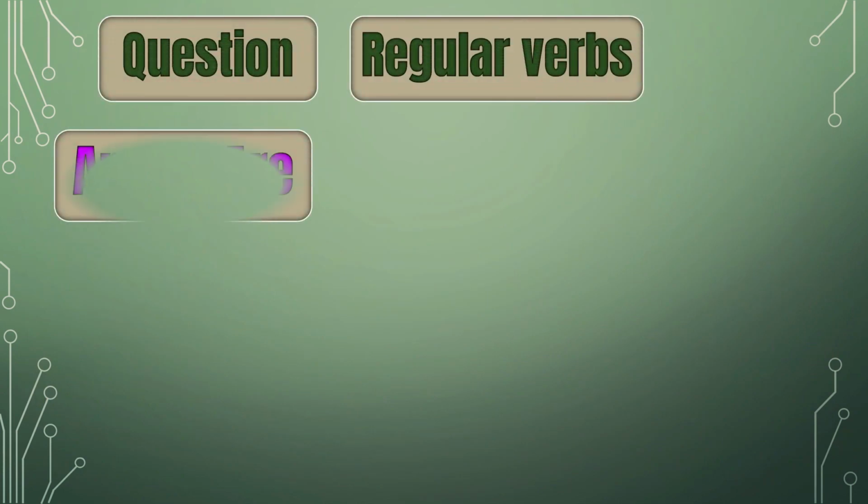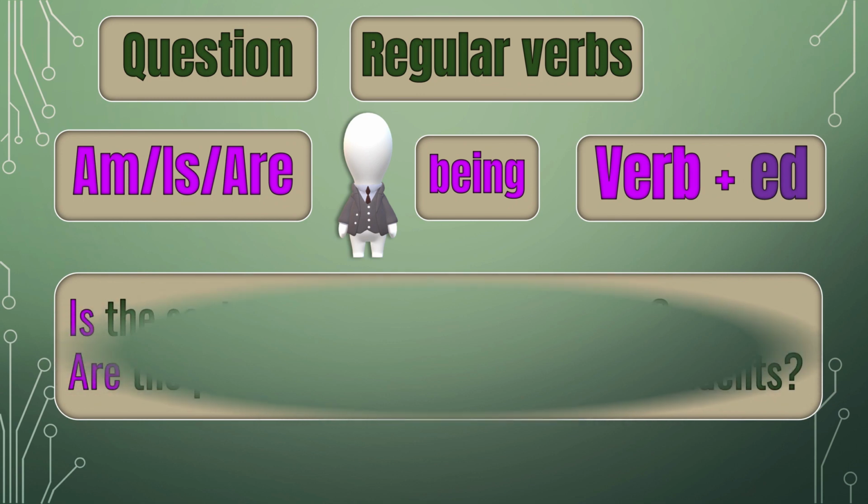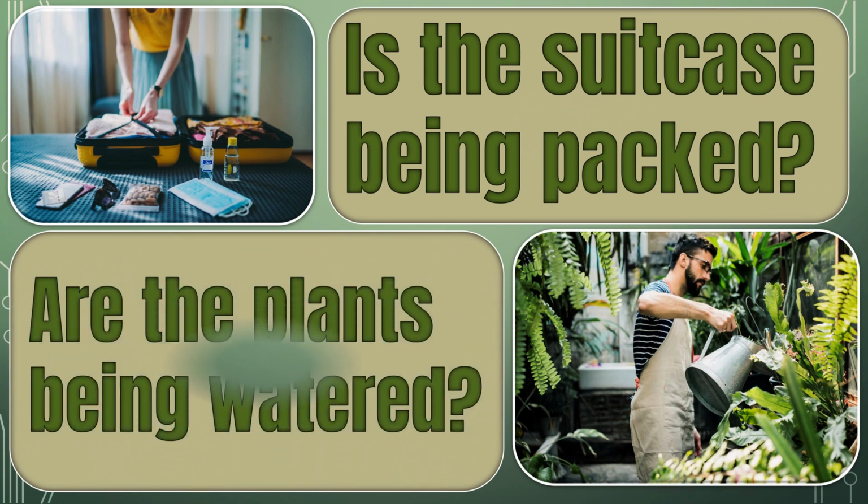To ask a question, we choose a form of the verb to be: is, are. Add a subject. Then, being, and a verb with ed. Is the sentence being completed now? Are the poems being recited by the students? Is the suitcase being packed? Are the plants being watered?